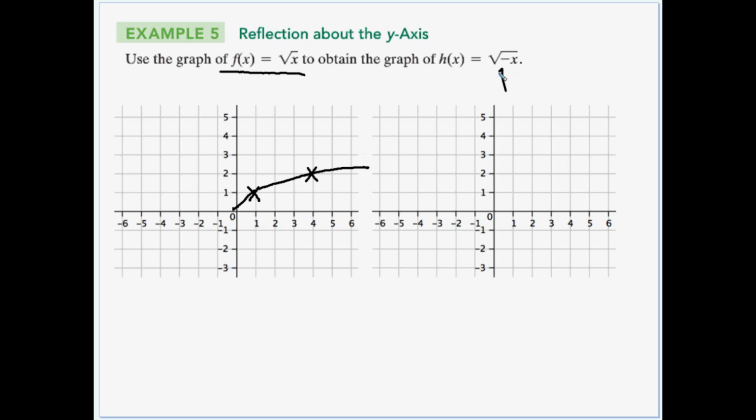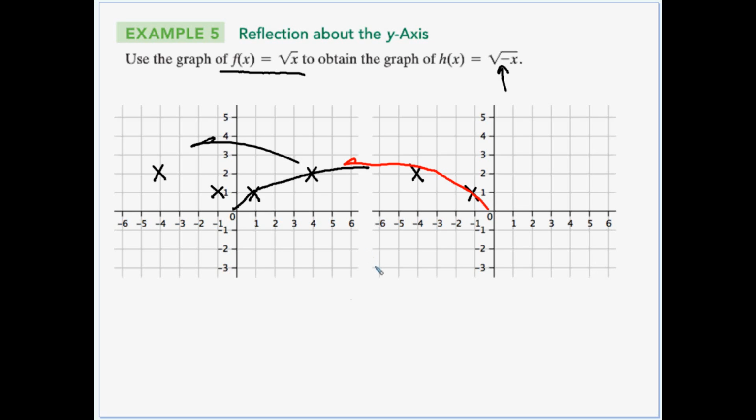When we negate inside, it's going to reflect us over the y-axis, or about the y-axis. So here, in the last example, we flipped it over the x. Now we're going to flip it over the y-axis. So this point at 1, 1 is now negative 1, 1. Or this point that was at 4, 2 is now at negative 4, 2. So now, instead of going up and to the right, our graph goes up and to the left.